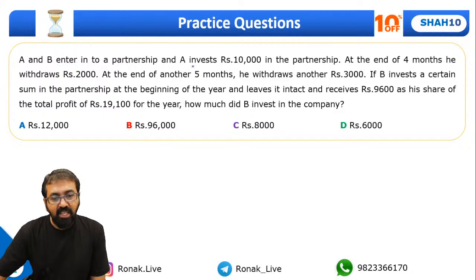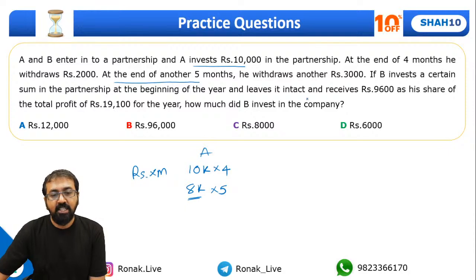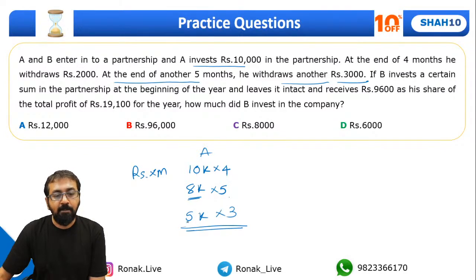So here what happens is A invests 10,000 in partnership. At the end of 4 months, he withdraws 2,000. So can I say A invested 10,000 rupees? I'm straight away finding rupees month. 10,000 he invested for 4 months. And after 4 months, he withdrew 2,000, meaning his 8,000 is still there. At the end of another 5 months, this 8,000 remained for 5 months, correct? He withdraws another 3,000 rupees. So now what is left over there? 5,000 is left, and that is kept for another 3 months, that is till the end of the year. So total rupees month investment is 10 into 4, 8 into 5, 5 into 3. So that is 40 plus 40 plus 15, 95,000 is his rupees into month investment.